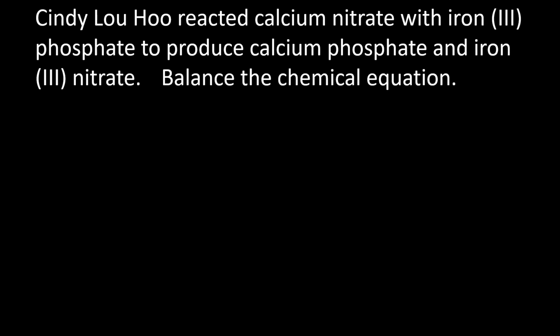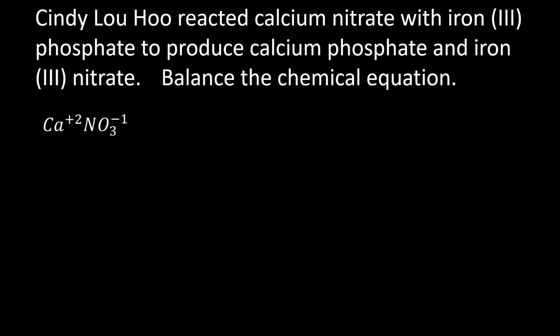The question says, Cindy Lou Who reacted calcium nitrate with iron 3 phosphate to produce calcium phosphate and iron 3 nitrate. Balance the chemical equation. So what we have to do is figure out what these formulas are.